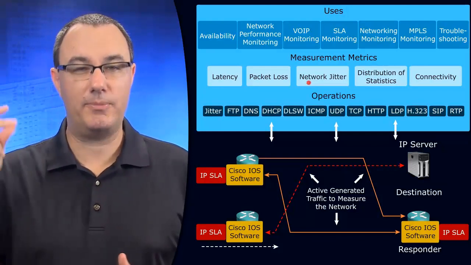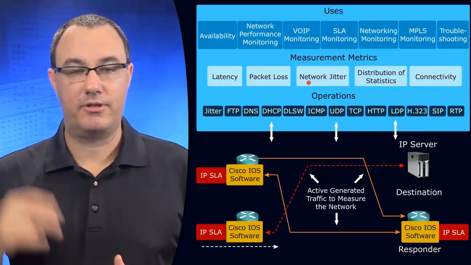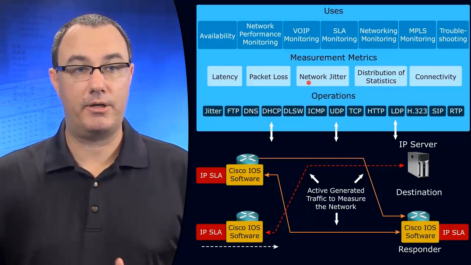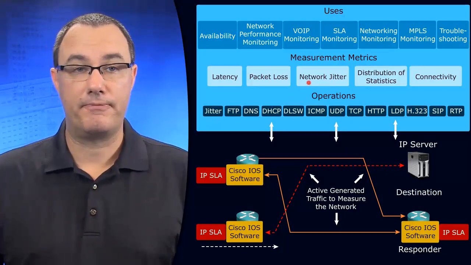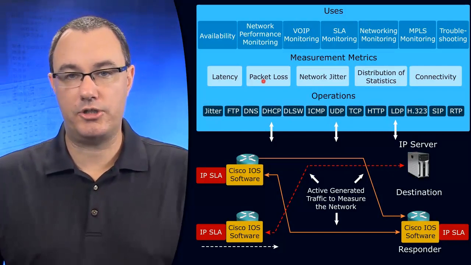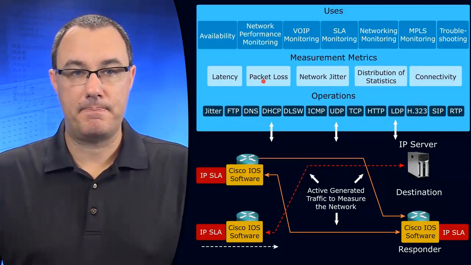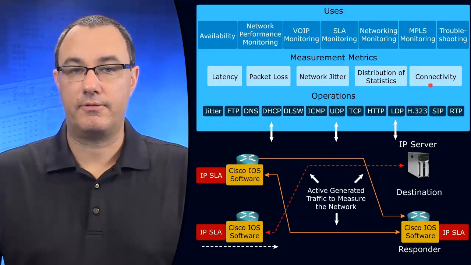You want traffic to be evenly paced in terms of things like VoIP. And jitter is a big deal for VoIP traffic. Packet loss. Are we losing packets because of congestion, an unreliable interface? That sort of thing. Statistics, connectivity.